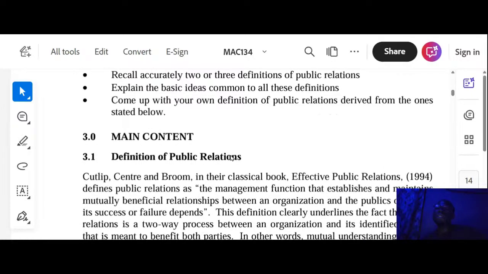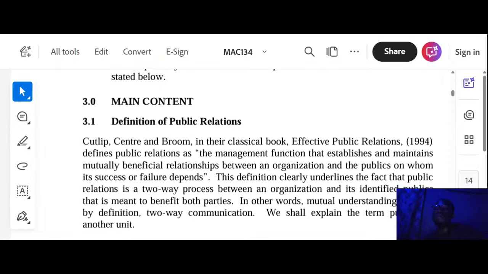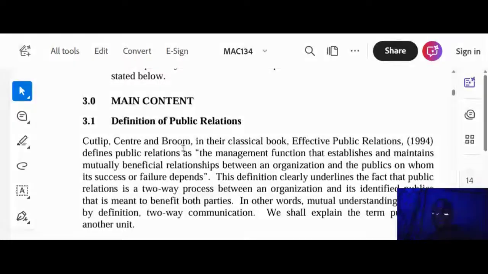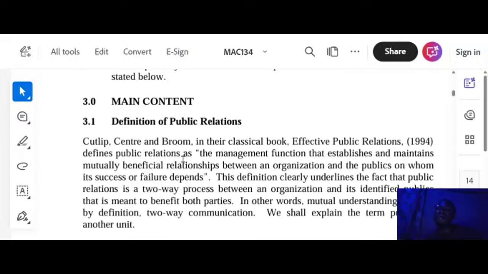Main content, and the first thing we'll be talking about is the definition of public relations. You'll be mentioning a lot of names in this course, so please open your mind, but don't try to cram. I think there is a reason why they prioritize that definition.